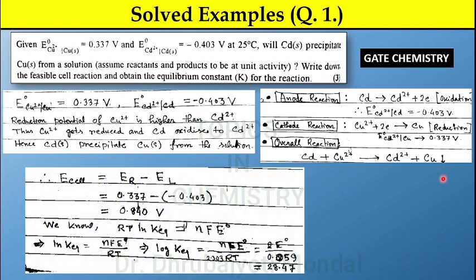Now you have to find what is the equilibrium constant for the reaction. So first you have to calculate what is the E0 cell for that cell reaction. And E0 cell means ER minus EL. So ER means the reduction potential of the reduction half cell and EL means the reduction potential of the oxidation half cell. So reduction potential of the reduction half cell, this value 0.337 volt and reduction potential of the oxidation half cell is minus 0.403 volt. So put the value here, you will get the E0 cell for that reaction. And that is equal to 0.840 volt.